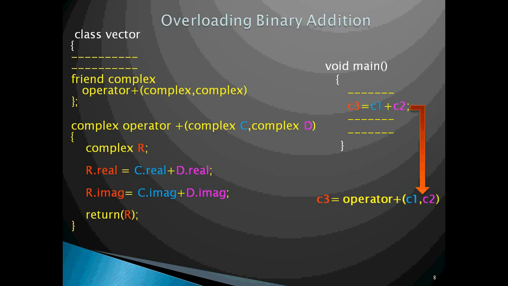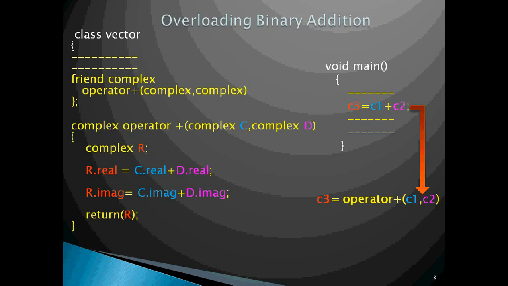The values of C1 would be transferred to object C, values of C2 would be transferred to object D, and the result would be obtained in object R, that is then again assigned to the object C3.